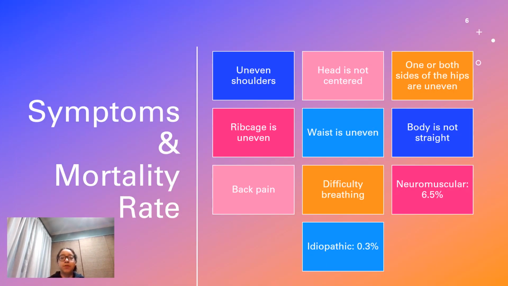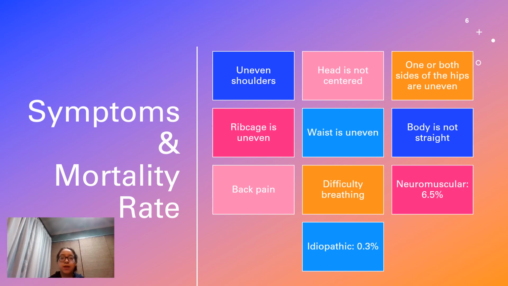The main symptoms of scoliosis are uneven shoulders, the head not being centered or aligned with the pelvis, hips becoming uneven, the rib cage becoming uneven, and the body appearing to not be straight or lining up with the pelvis, as I mentioned earlier. Other symptoms include back pain and trouble breathing, which is attributed to the curving of the spinal cord, which moves the rib cage and pushes against the lungs.